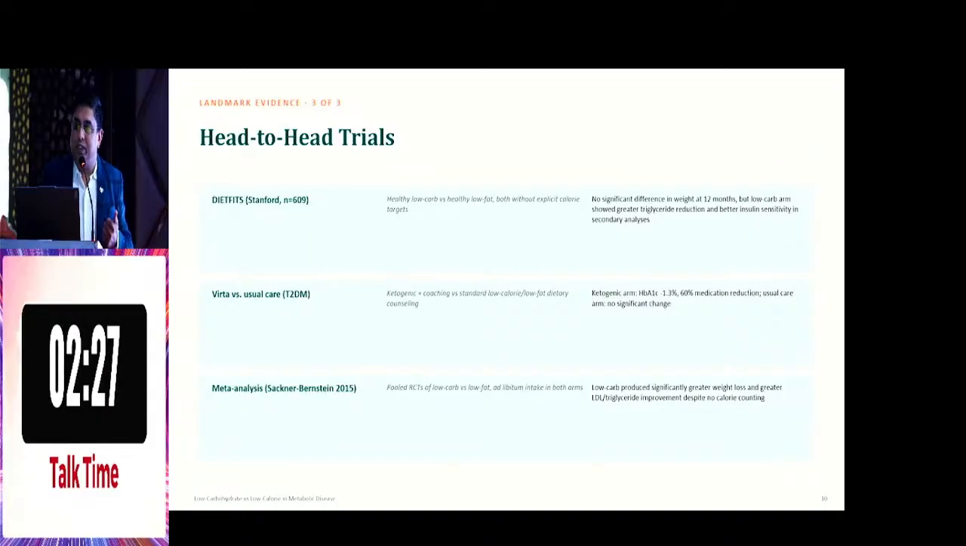Ultimately, low carbohydrate diet produces significantly greater weight loss and greater LDL and triglyceride improvement despite no calorie counting. Most importantly, no calorie counting.